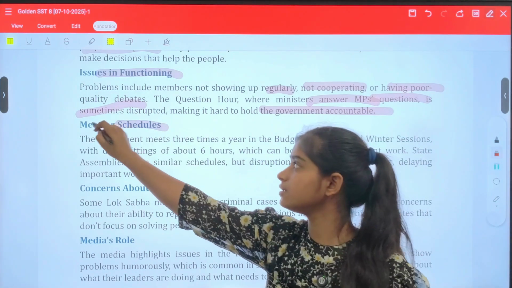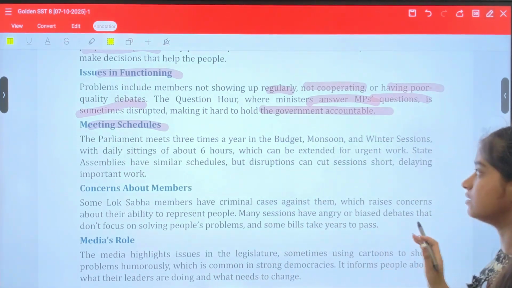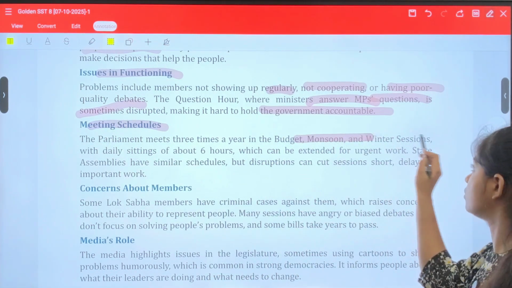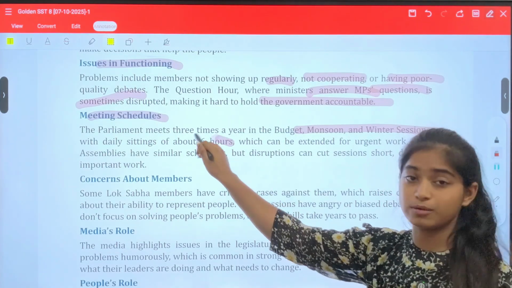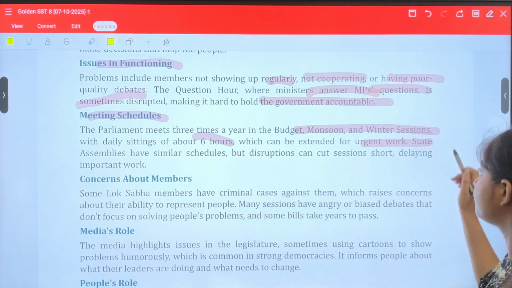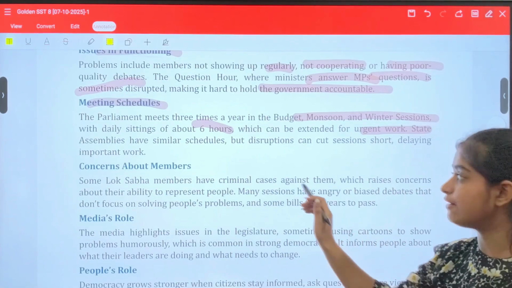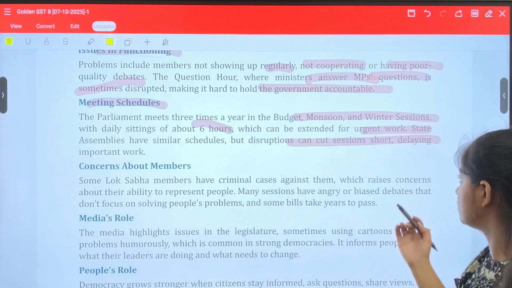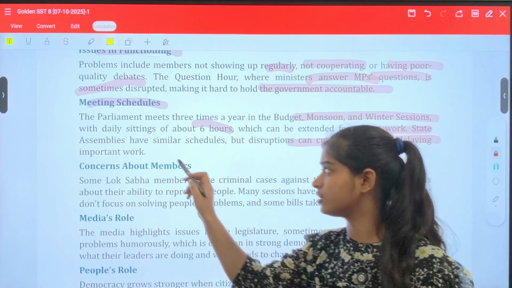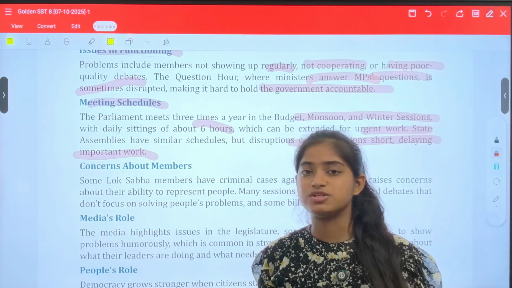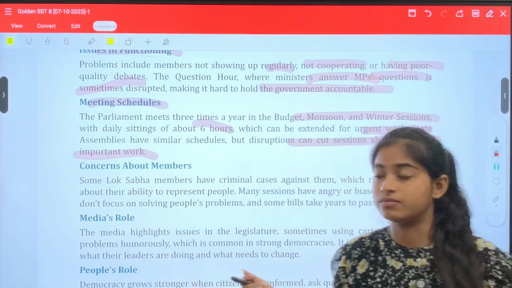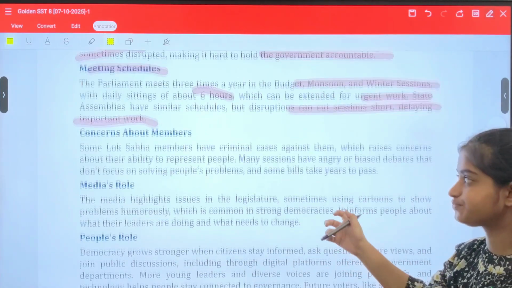Third is meeting schedules. They meet 3 times a year, in budget, monsoon and winter sessions, with daily sittings of about 6 hours, which can be extended for urgent work. State assemblies have similar schedules, and disruptions can cut sessions short and delay important work. That means with so many disruptions, they can delay important work for the functioning of any law.